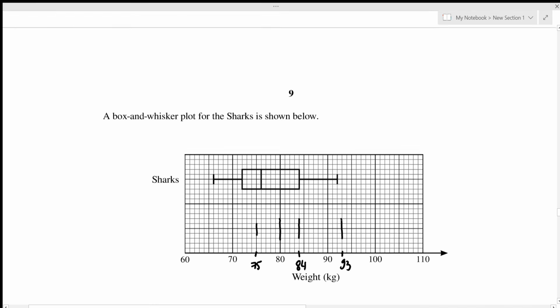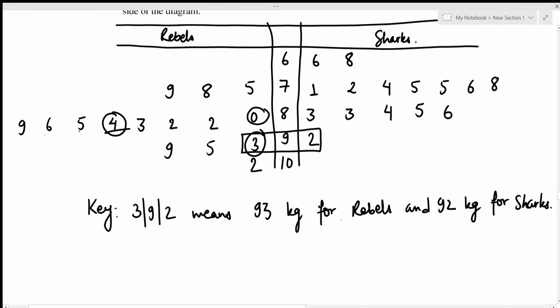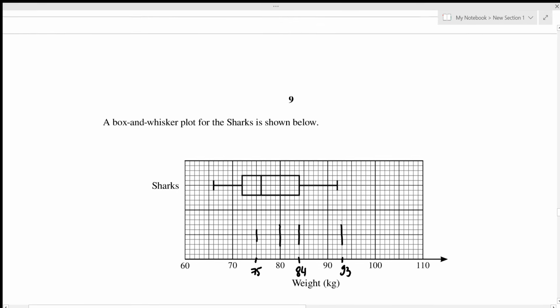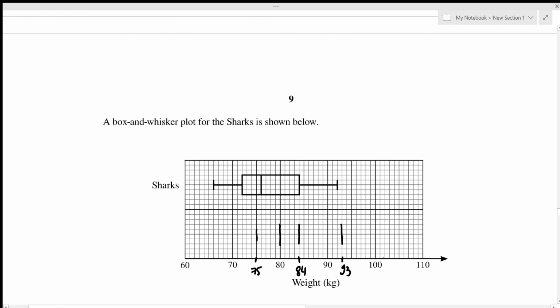Now we just need to find the value for the largest item. That's going to be 102. So 100 is right here, which means that 102 is going to be here. Let's draw it. All right. So this will be the box and whisker plot for the Rebels.